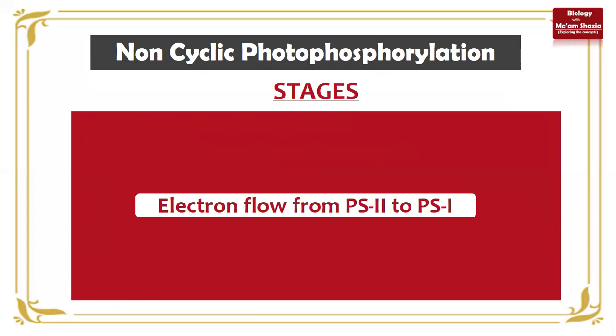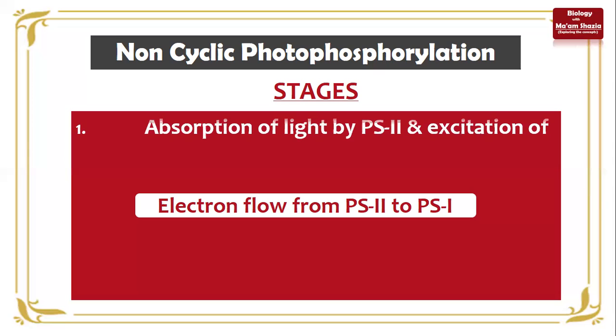Photophosphorylation is the production of ATP, or you can say the addition of a phosphate molecule to ADP in the presence of light, is called photophosphorylation.